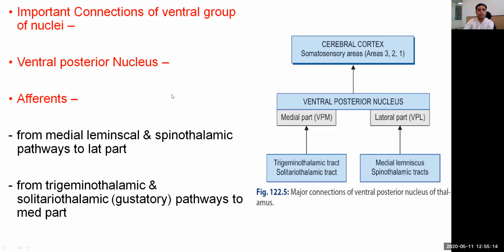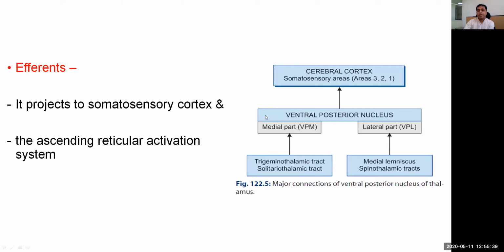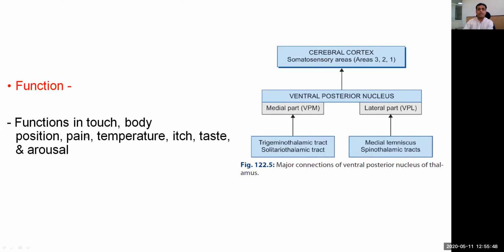Important connections of the ventral posterior group. Ventral posterior nucleus has two parts, the medial part and the lateral part. The medial part is receiving afferents from the trigeminothalamic tract and solitariothalamic tract, whereas the lateral part is receiving afferents from the medial lemniscus and fibers from the spinothalamic tract. Efferents are ultimately projecting from both parts, lateral and medial, to the somatosensory cortex and the ascending reticular activating system, functioning in touch, body position, pain, temperature, taste, and arousal.